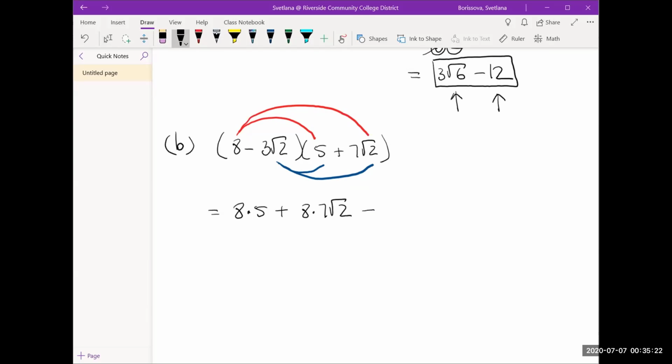Next one, I'm going to write negative 3 square root of 2 times 5, and then negative 3 square root of 2 times 7 square root of 2. Okay, and now we can talk about how things are multiplied. Well, of course, 8 times 5 is just 40.